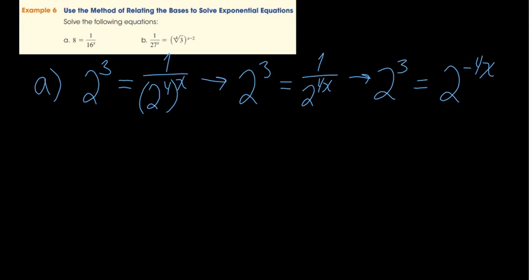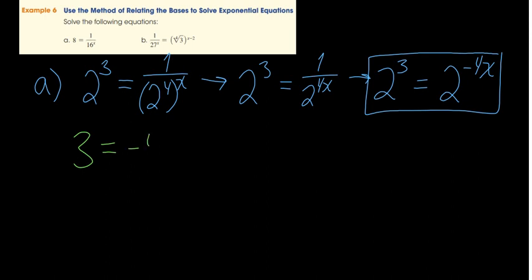So now we have, let's put a box around it, 2 raised to the third power is equal to 2 raised to the negative 4x. The next thing we have to do is equate the exponents: 3 is equal to negative 4x, and then we just solve for x. So x is going to be equal to negative 3/4. And that takes care of a.